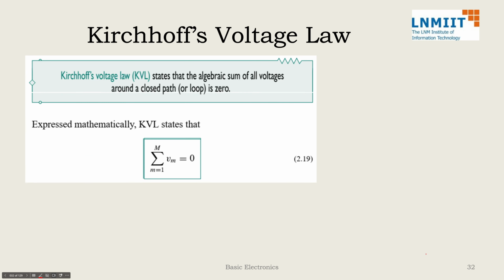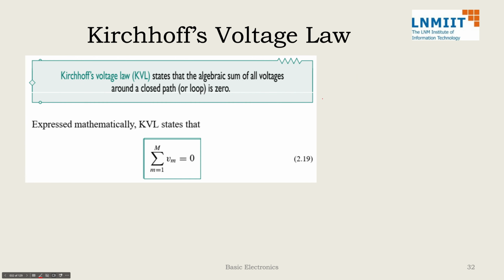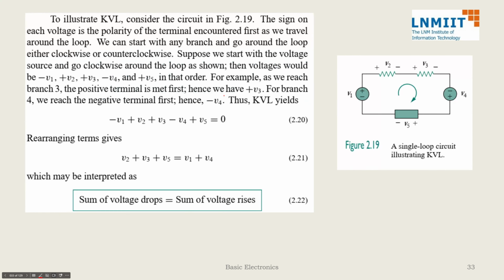Now talking about Kirchhoff's voltage law, we say that the algebraic sum of all the voltages in a closed loop is 0. So algebraic sum of all the voltages in a closed path or loop is 0. Now we will take the same sign convention. Here we have 5 elements. We will assume that this is my mesh current. Okay, this is the direction of the current.